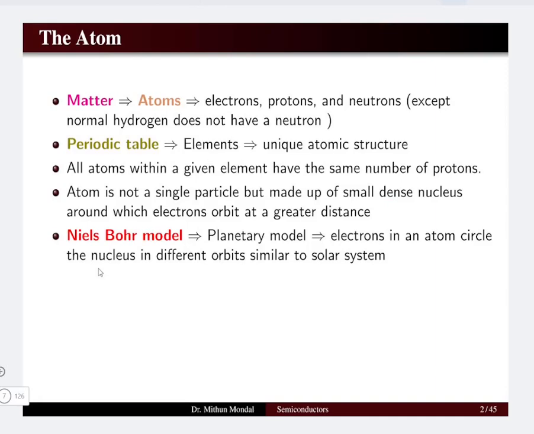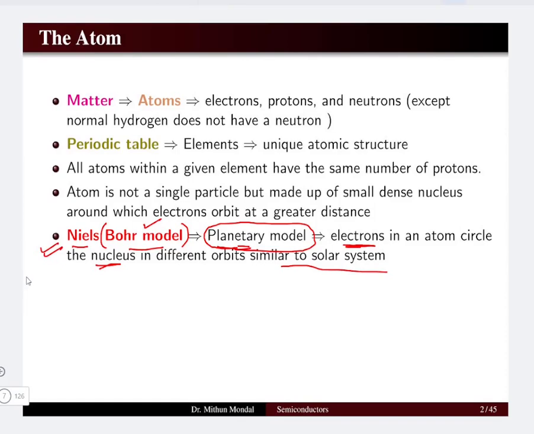The first model, which is very famous, is the Bohr model, which depends upon the planetary model system. Like our solar system, which has the sun at the center and all the planets like the Earth, Mars and Jupiter revolving around the sun, in a similar way the Bohr model says that the electron revolves around the nucleus, similar to the solar system. The Bohr model, given by Niels Bohr, is the most famous model and is often used to describe the atomic structure.